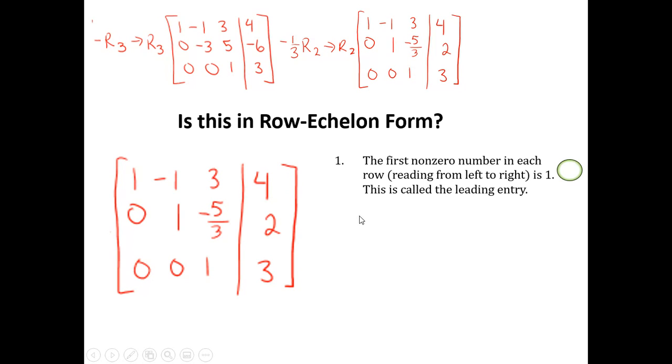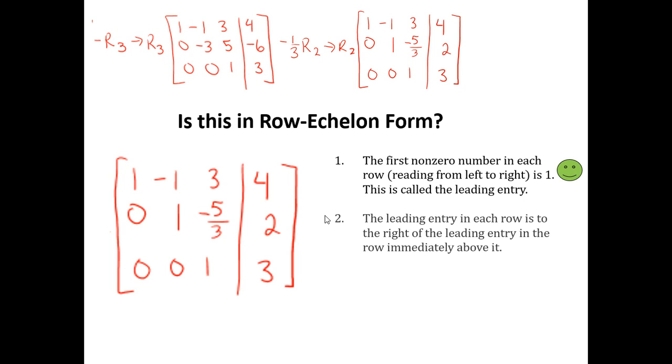So yes, that is our first point of row echelon form. Number 2, the leading entry in each row is to the right of the leading entry in the row immediately above it. Yes, we just said that. We get that effect of this triangular zeros down here at the bottom. So that is also true.